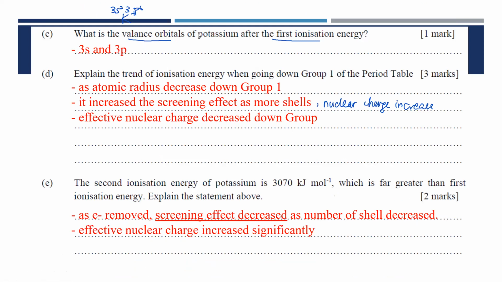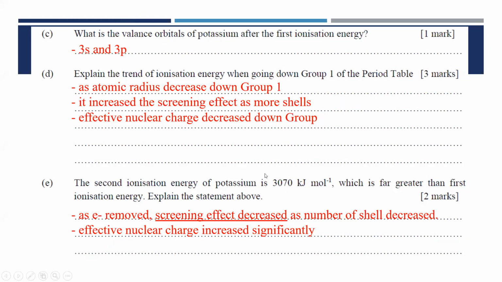You must always try your best to also mention the octet configuration in K+. So you should also add this as a statement, just in case they don't want to accept the answer. Okay, so that is for number E. Hopefully you can understand well. So that is all for question number 3.